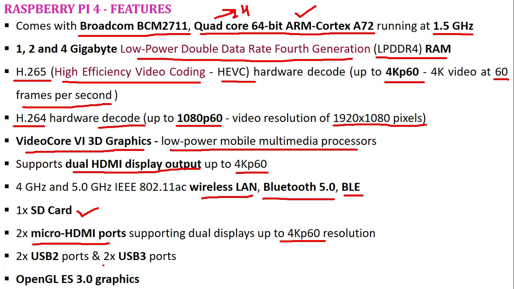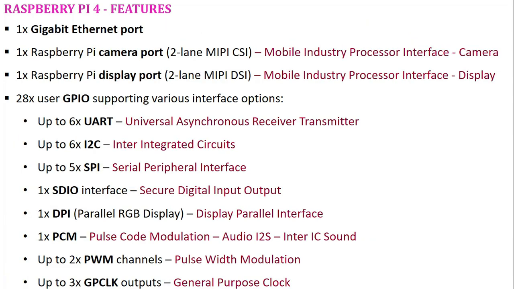So the speed of data transfer is going to vary between your USB 2.0 and USB 3.0. Then we have OpenGL ES 3.0 graphics, which will help in rendering high quality videos. It is mainly used for graphical processing in game development and also in motion capturing. Then we have a 1 gigabit Ethernet port which can be used to transfer data at a high speed.